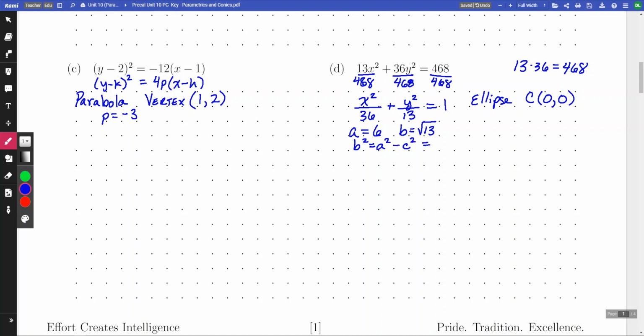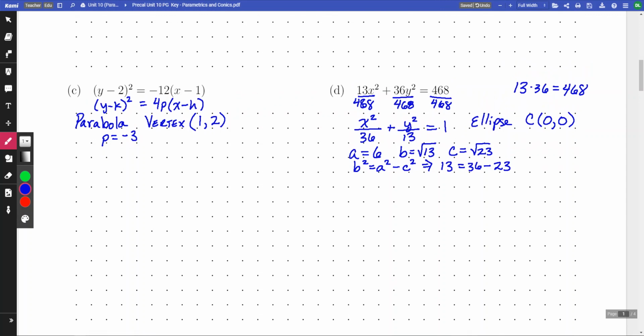And if I calculate that, that means that 13 is going to be equal to 36 minus some number, right? And so if we rearrange, 36 minus 13 is going to be 23. So we know that 13 is equal to 36 minus 23, which will tell us that c is going to be the square root of 23. Now, with that information, we'll be able to draw our graphs.